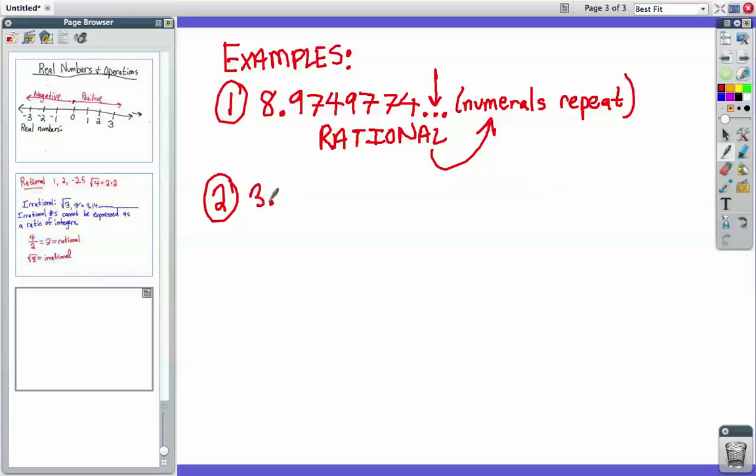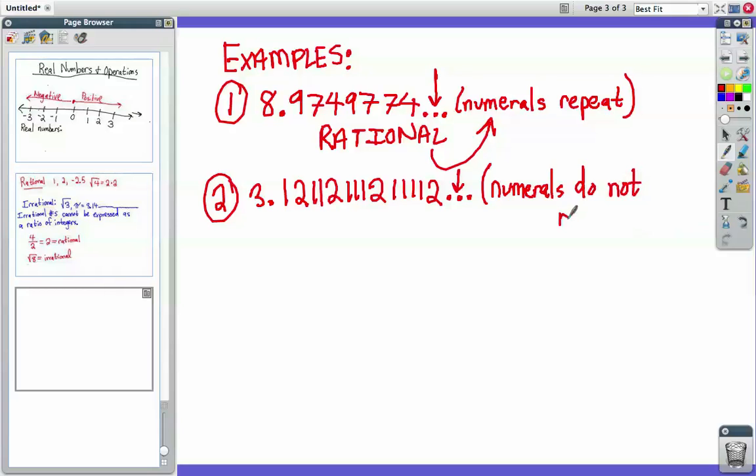Number 2, let's look at another example. Let's say we have a number like 3.1211121112... This means that the numbers keep going on forever. Let's say this time, however, that the numerals do not repeat. If this is the case, then we have to say that this example is irrational. It's irrational because there are no repeating decimals. Unlike up here where the numerals repeated, these numerals do not repeat, so it's irrational.